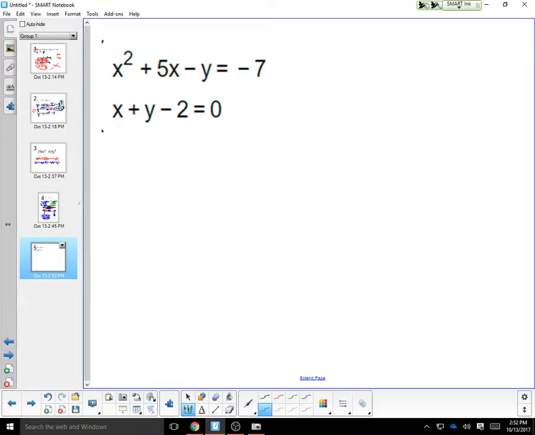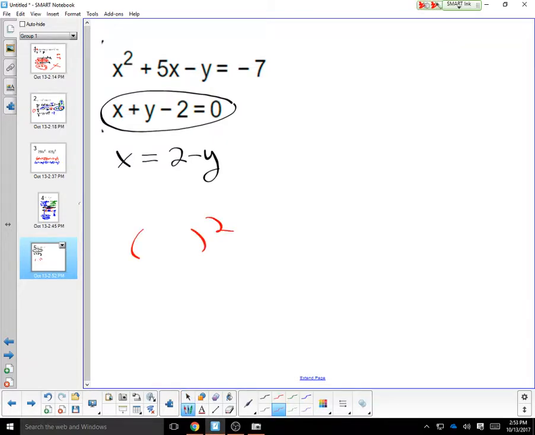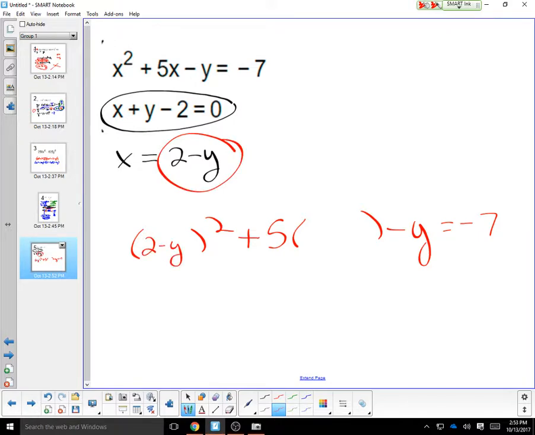I'm going to change this equation right here. It's going to read x equals 2 minus y. You guys see what I did there? Yeah. Okay, cool. So, take the other equation. x squared plus 5 times x minus y equals negative 7. Guess what I'm putting in for x? 2 minus y.